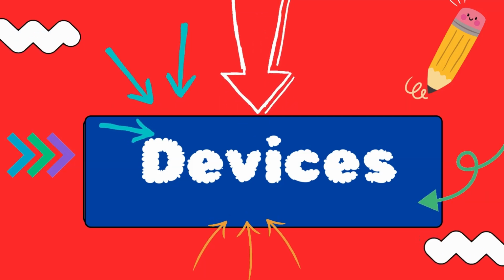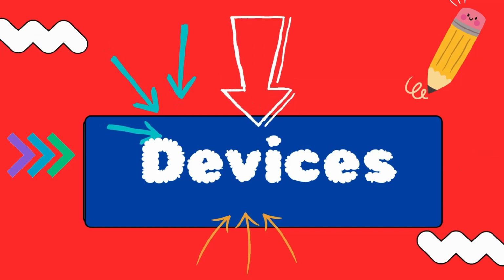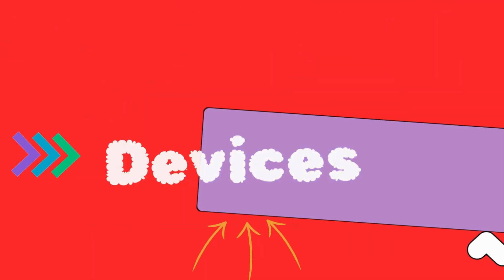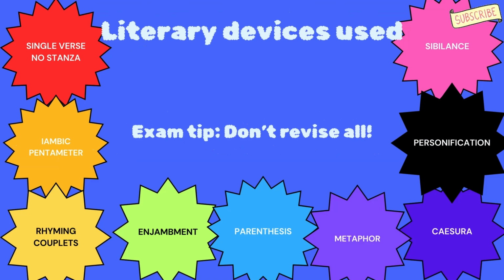Browning uses a variety of literary devices to create his complex poem, My Last Duchess. But what is a literary device? It's a tool used by writers to enhance and create deeper meaning within their work. In this video, we're going to explore 9 of them used within the poem.